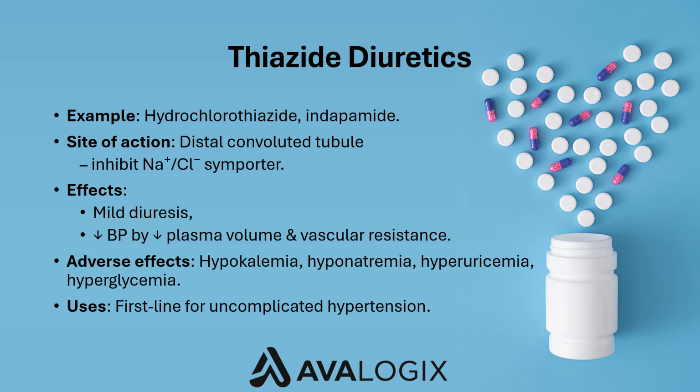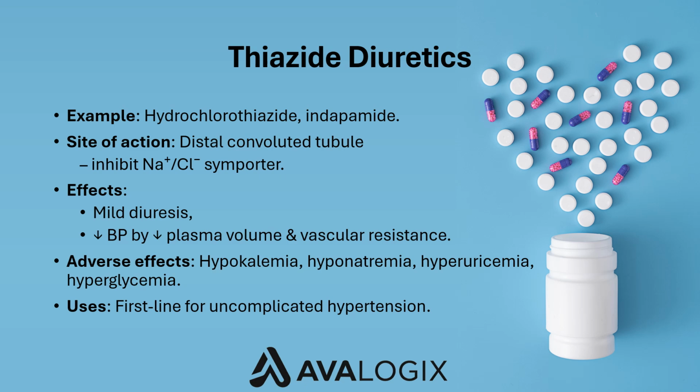They are inexpensive, orally active, and generally well tolerated, which is why they are first line in many guidelines. But, and there's always a but in pharmacology, thiazides can cause metabolic side effects. Hypokalemia is the most common. They increase potassium loss in the urine. They also can cause hyperuricemia, which may precipitate gout, and they can mildly increase blood glucose and cholesterol.